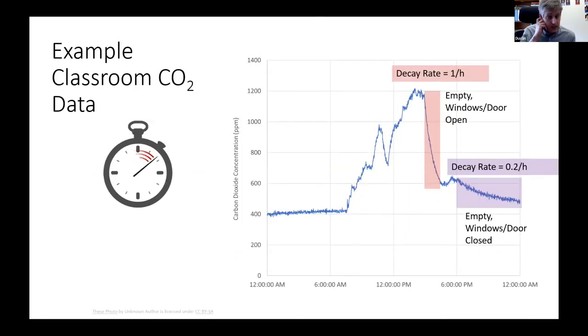In this case, the decay rate in this classroom was 1 per hour. A lot of people like to hit 3 to 6 per hour, or 5 to 6 per hour in classrooms. And this one, when the windows and doors were shut, is all the way down at 0.2 per hour. So this classroom has very poor ventilation when the windows and doors are not open.